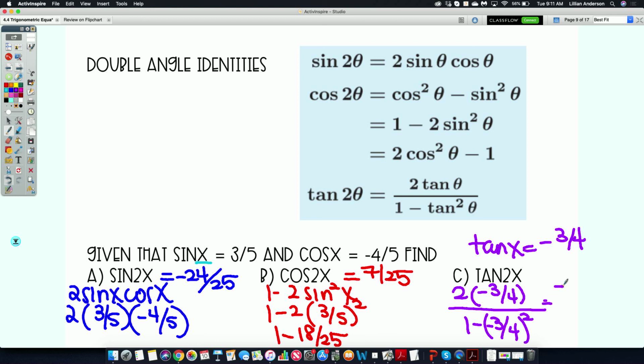That becomes negative 6 over 4, all over 9/16, 7/16, I believe. 16 minus 9, 7. Then I'll have to keep change flip. And what is tangent 2x? Negative what? 24 over 7?